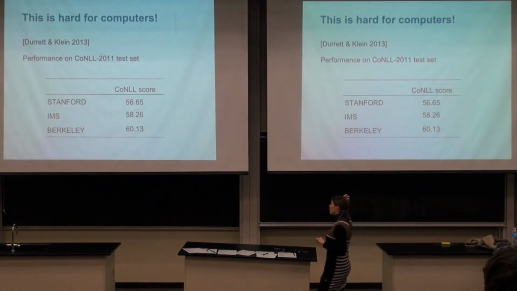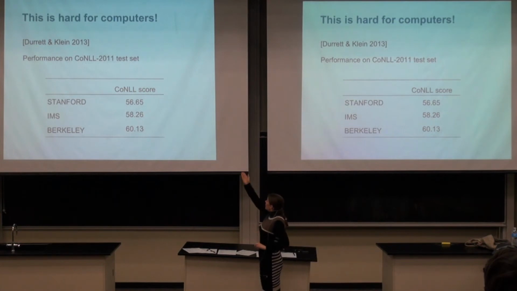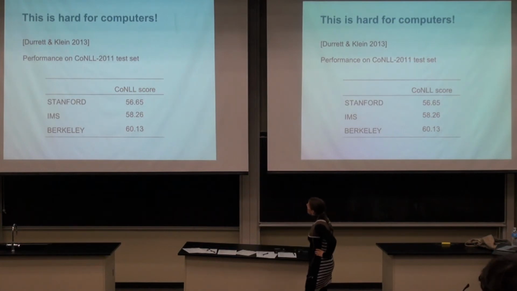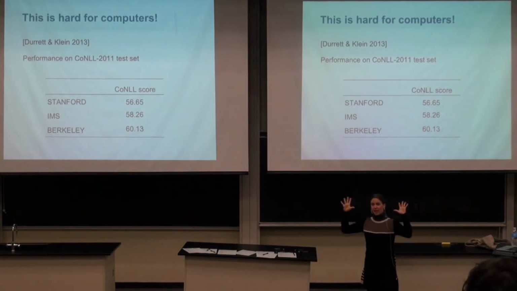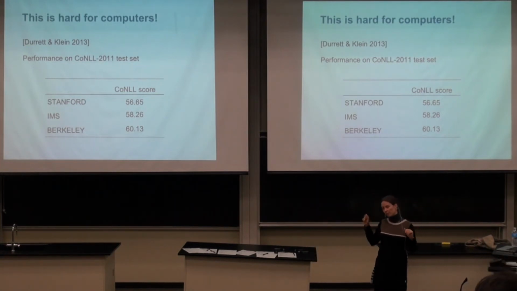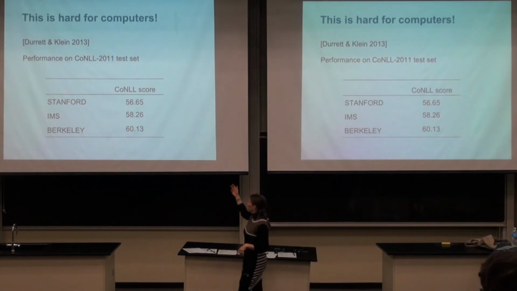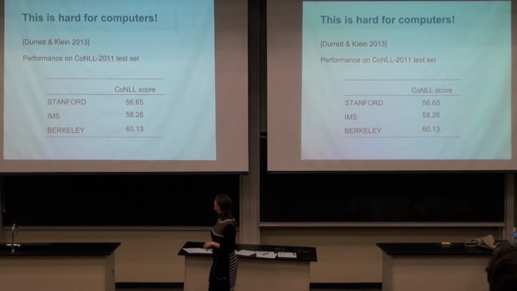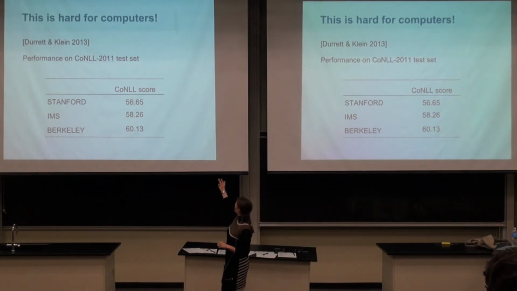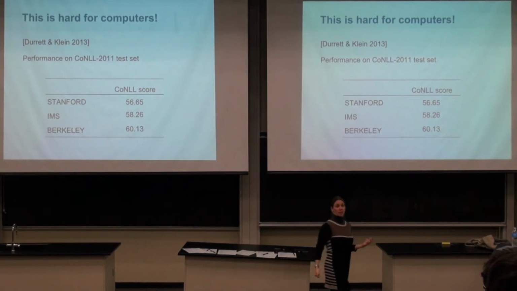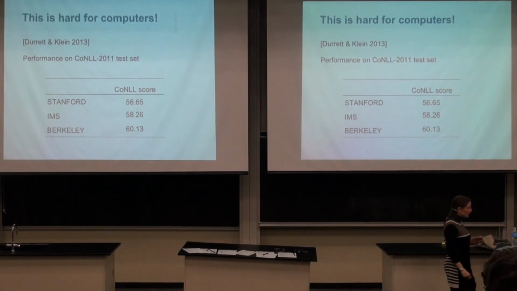So those were the state-of-the-art results graduate reported last year for the three best systems on the standard data set that I'm going to mention a little bit later to assess coreference resolution. Those are percentages, and you see that it's quite bad. The Stanford system 56%, IMS 58%, and then the Berkeley system 60%. So there is improvement to make here.